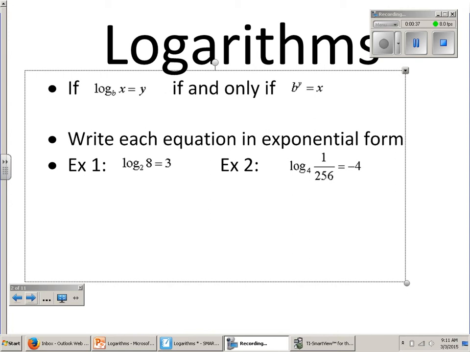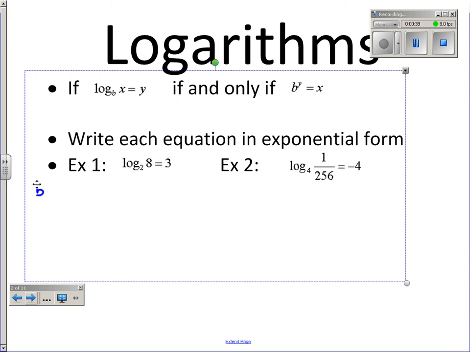So first of all, let's look and see what b is. The 2 is in the spot of b, so b is 2. 8 is in the spot of x. And 3 is in the spot of y. So now let's go over to this equation. b to the y, what's b? 2. What's y? 3. Equals, what's x? 8.